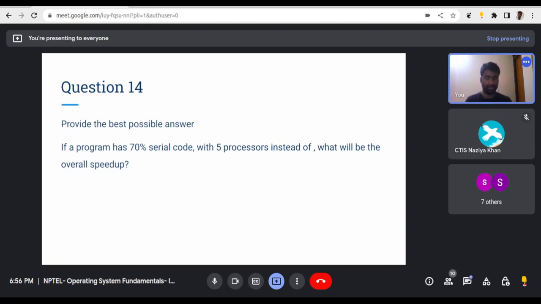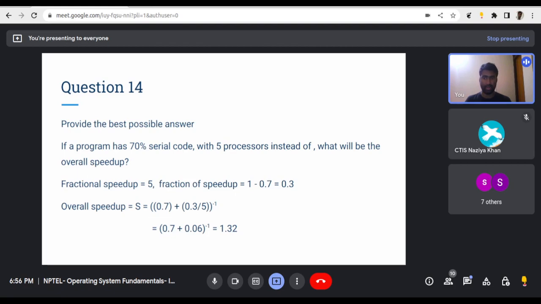Anyway, let's get to the answer then. The fractional speed up is 5, and the fraction that was sped up to 5 is 0.3, as I said. So if you put this directly in the formula, you will get the answer.